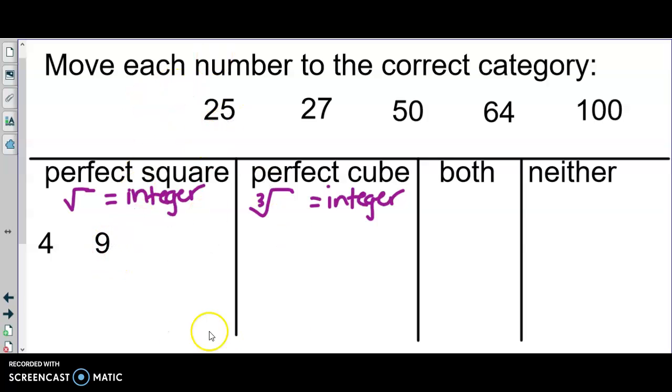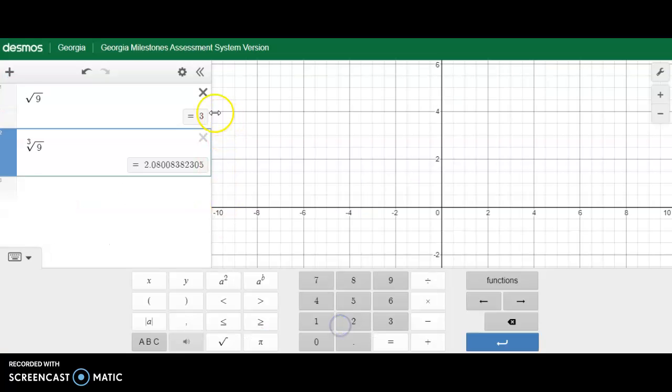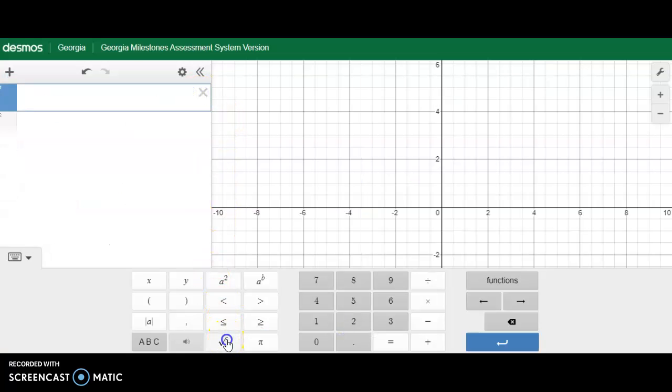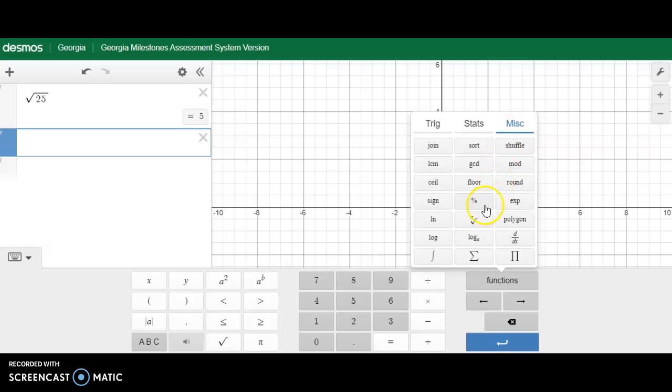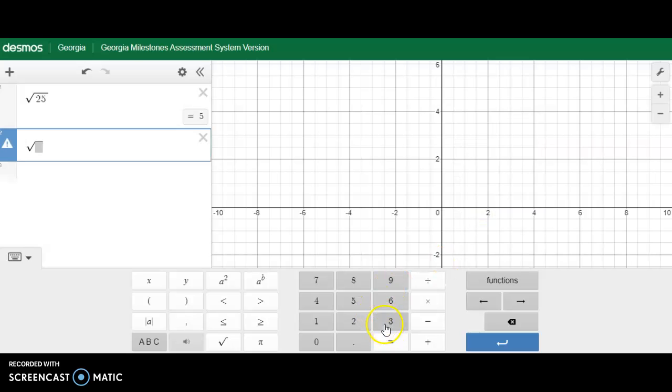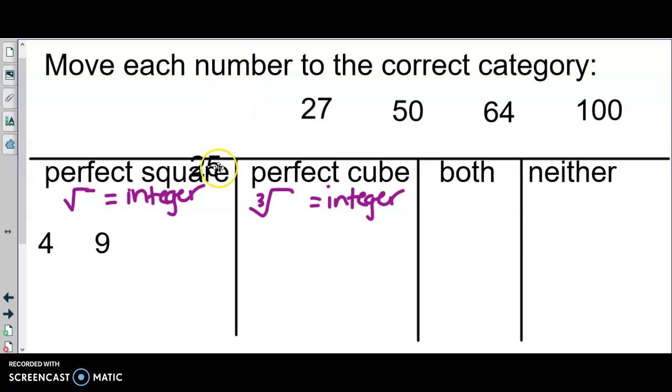All right, let's try 25. So we'll do the square root of 25, and it works. So it is a perfect square. And now let's try the cube root. Remember, you go to function, miscellaneous, get that button. 3 in the top, 25 in the bottom. Oops, that's irrational. That is not a perfect cube. So 25 goes over here.